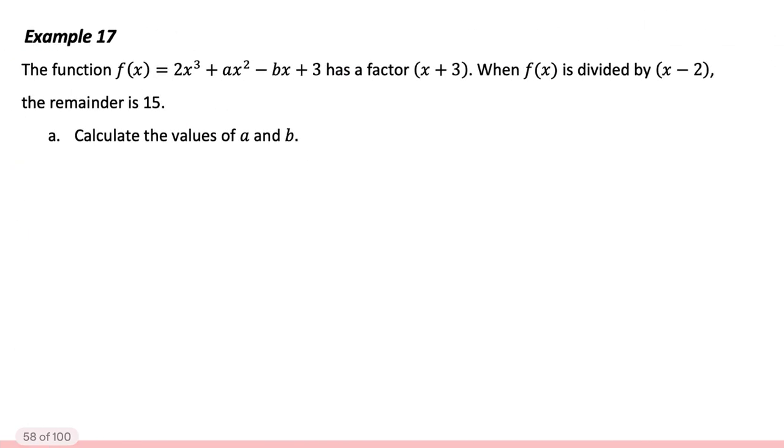All right, now the next one, example 17. So it says this function has a factor of this, and when f of x is divided by that, the remainder is 15. Calculate the values of a and b. So there's a bit of information here. The first one is that it has a factor of x plus 3.